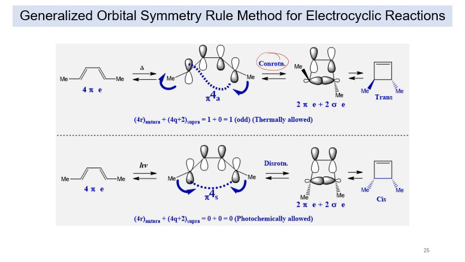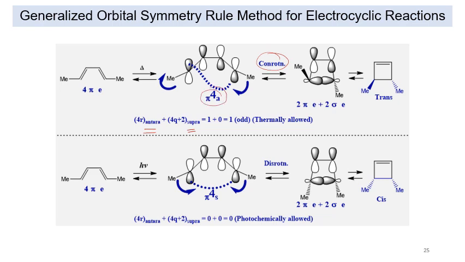How many antarafacial interactions are we having? We are having one antarafacial interaction. Are we having suprafacial interactions? No, we are not having suprafacial interactions. We are having a pi 4 antarafacial system.